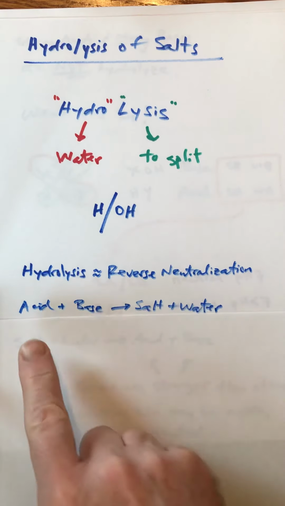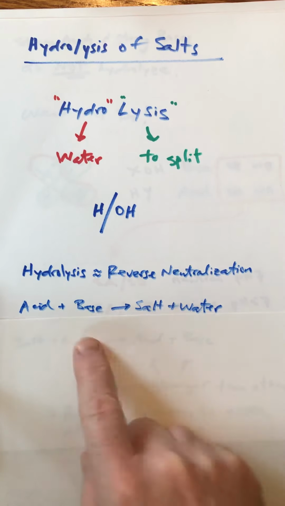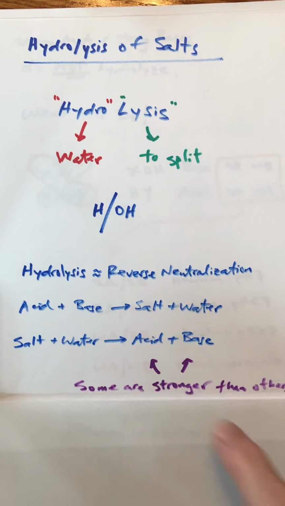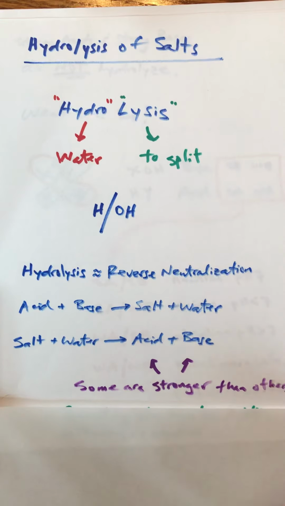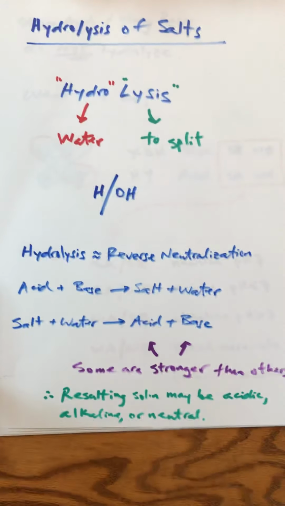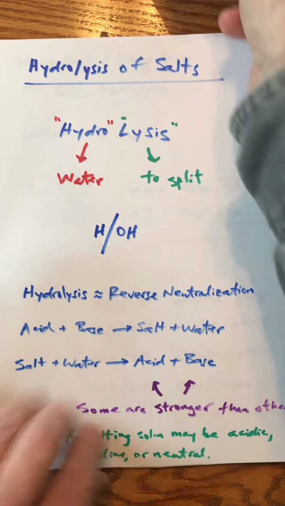If neutralization is acid plus base will give you salt plus water, if I put a salt into water, shouldn't I get acid plus base? Well, if that's the case, we know that some acids are stronger than others and some bases are stronger than others. In which case, your resulting solution might turn out to be acidic, basic, meaning alkaline, or neutral. So it depends on what salt you put into water.